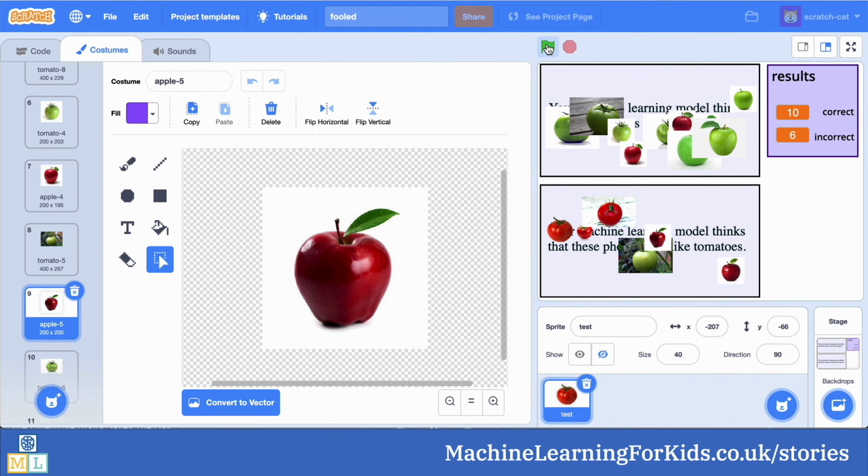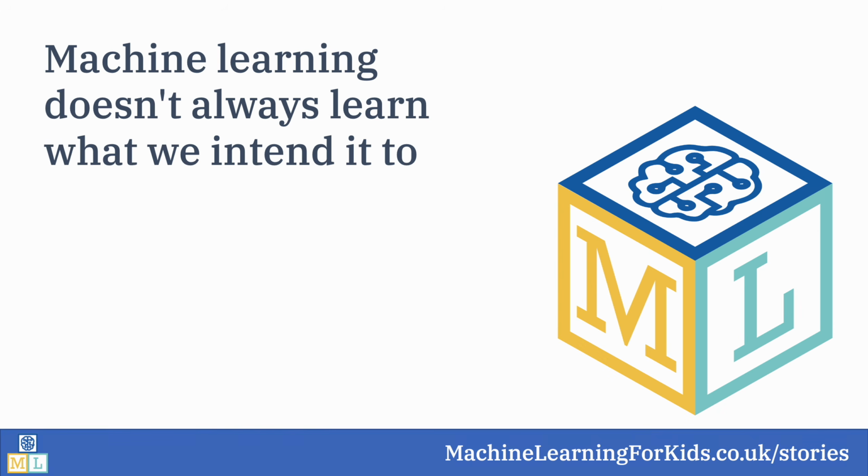Now, this one was a bit contrived, but it was still a useful project because it got the students thinking about how things can go wrong and the kinds of things we can do to try and avoid it. Machine learning models learn from patterns in the training data we give them, whether or not those are patterns we'd intended it to learn.